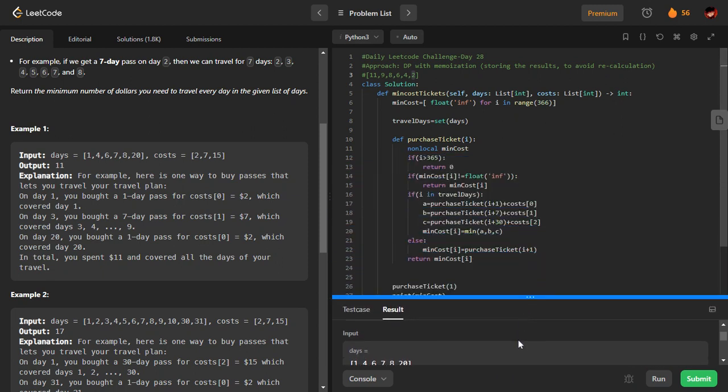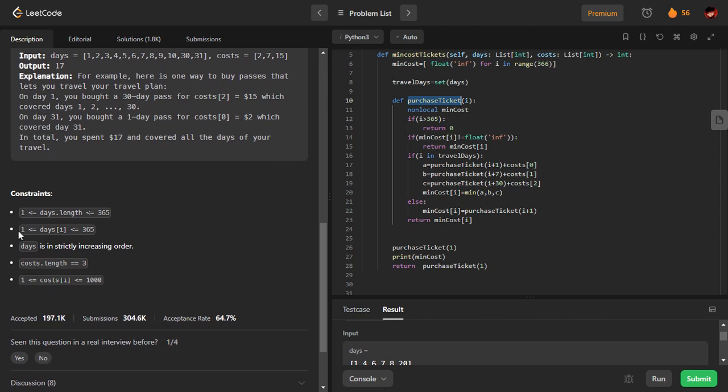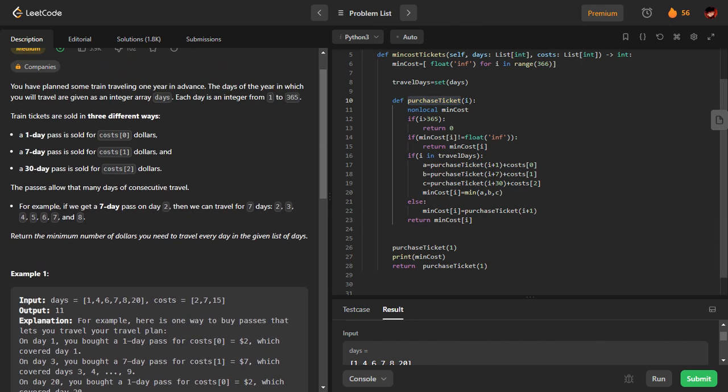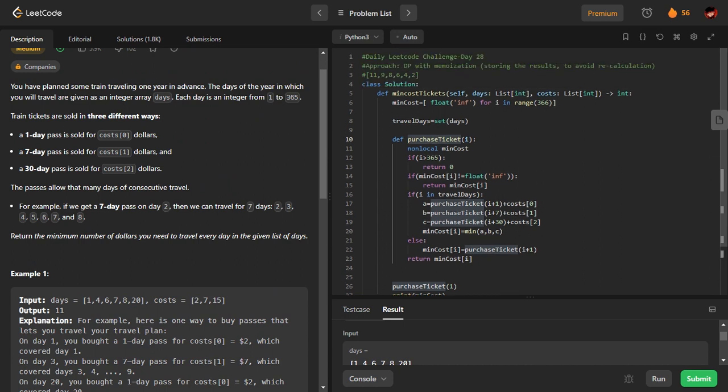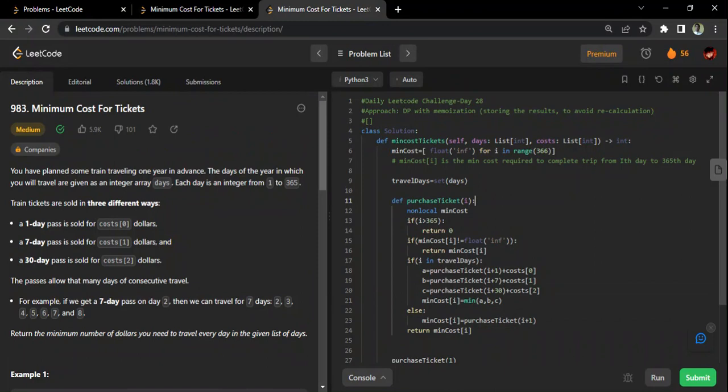I showed you this in the beginning because it will help you imagine how I am creating it and the benefit of storing the results, right? So this is my function purchase tickets. I will be passing the ith value in this. I will start from 1, because they've clearly given the number of days starting from 1 and not 0. So I am passing the first day. This function returns the minimum cost for the travel from the ith day onwards. Here I will return it.